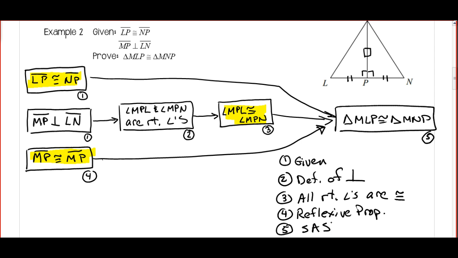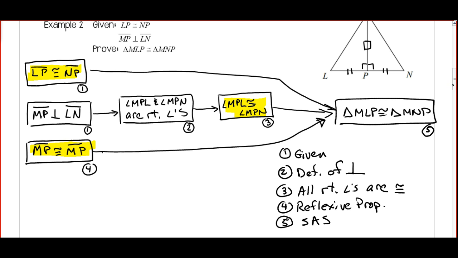So again, very similar to a 2-column proof, except we're going to write it in this flow so you can really see where everything comes from, especially this middle line here. The perpendicular gives us the right angles, which gives us that the right angles are congruent. And then we've got our 3 pairs of congruencies coming together to make the triangles congruent. Alright, let's take a look at one more example. Again, pause anytime you need to write down or ask questions.